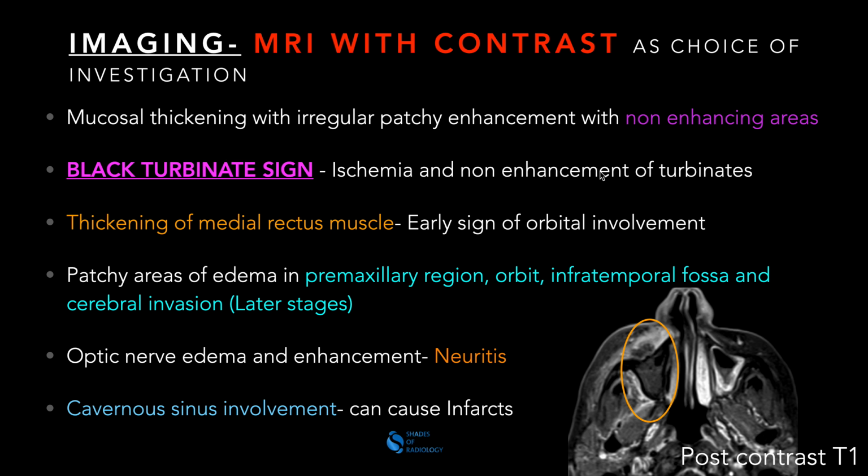And coming to the black turbinate sign, which is classically described in mucormycosis, which occurs due to ischemia and non-enhancement of the turbinates. Once there is ischemia, there is no blood supply to the turbinate, which leads to a black appearance of the turbinate on a post-contrast T1 weighted image.